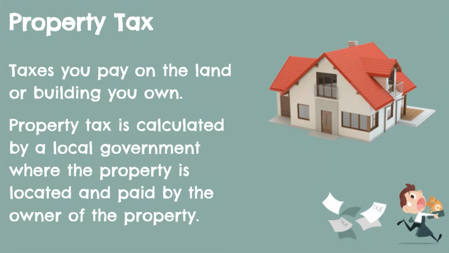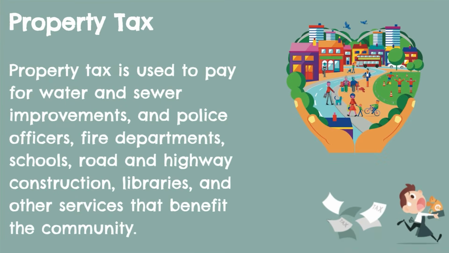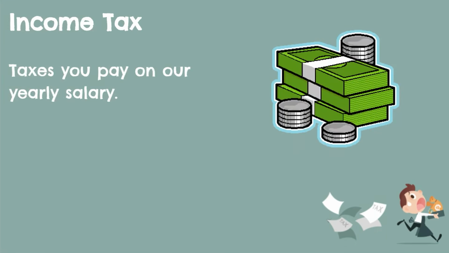So that's property tax. And what does property tax go for? Well, property tax is used to pay for water and sewer improvements, police officers, fire departments, schools, roads and highways, construction, libraries, and other services that benefit that community. So whatever your community is. If you live in that city, wherever your school is, you help pay for the teachers at your school. Even if you don't have kids in that school, taxes from your property still go towards paying for those teachers and schools.